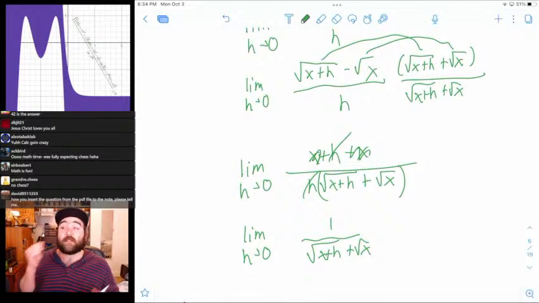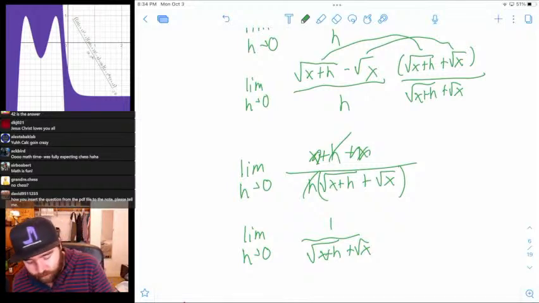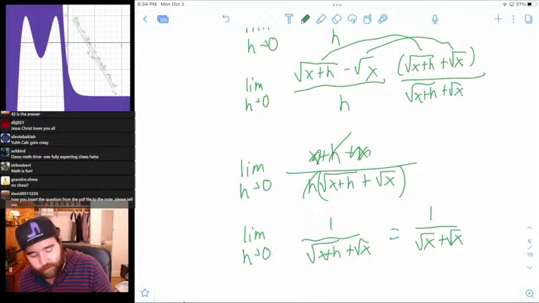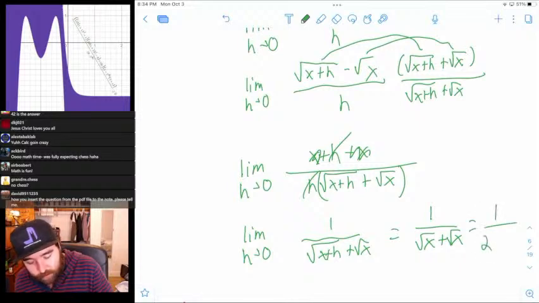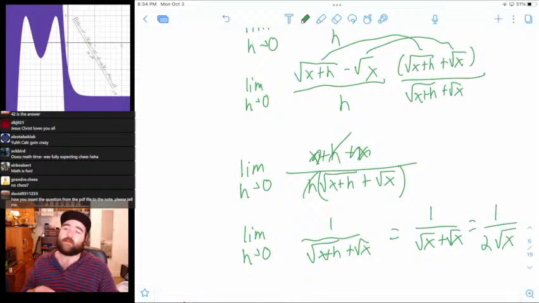And now it's super cool because now we can just plug in h equals 0. When we plug in h equals 0, we get 1 over root x plus root x. And so what is that? 1 over 2 root x. Beautiful stuff.